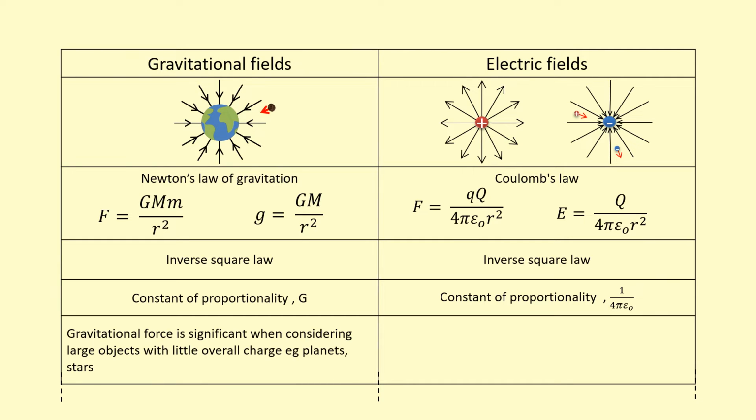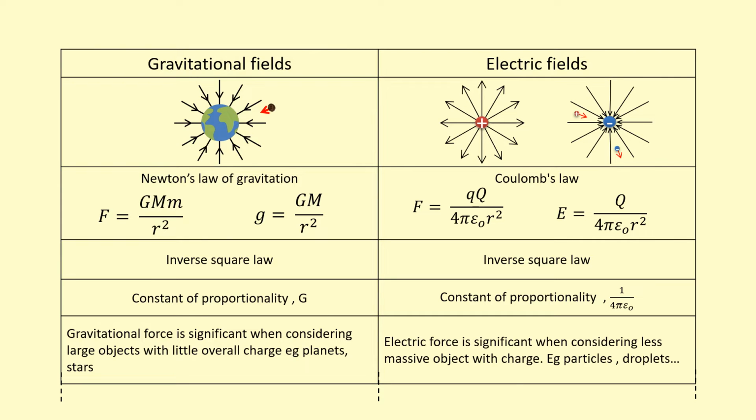Okay, gravitational force is significant when considering large objects with little overall charge, for example, planets and stars and so on. While electric force is a bit more significant and needs to be considered when you are dealing with less massive objects, for example, particles and droplets and so on, because it's unlikely large objects have an overall charge. Let me give you an example.